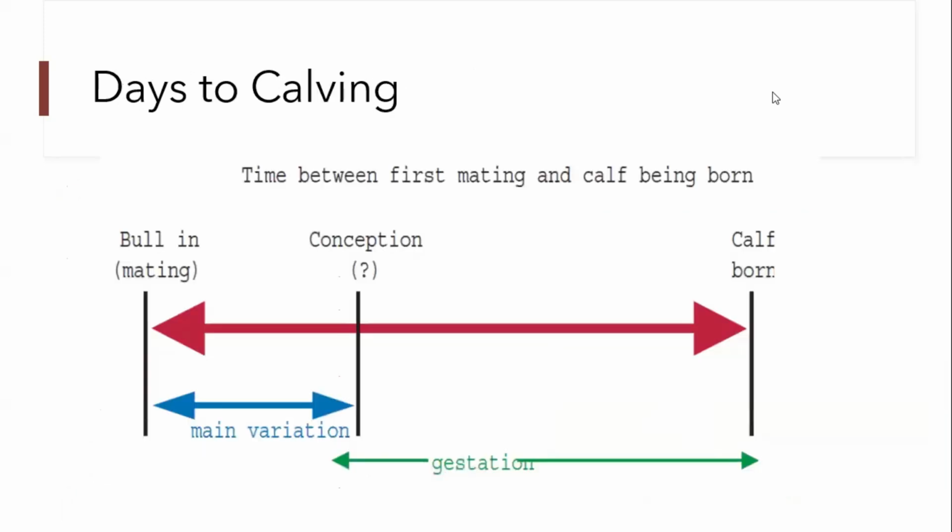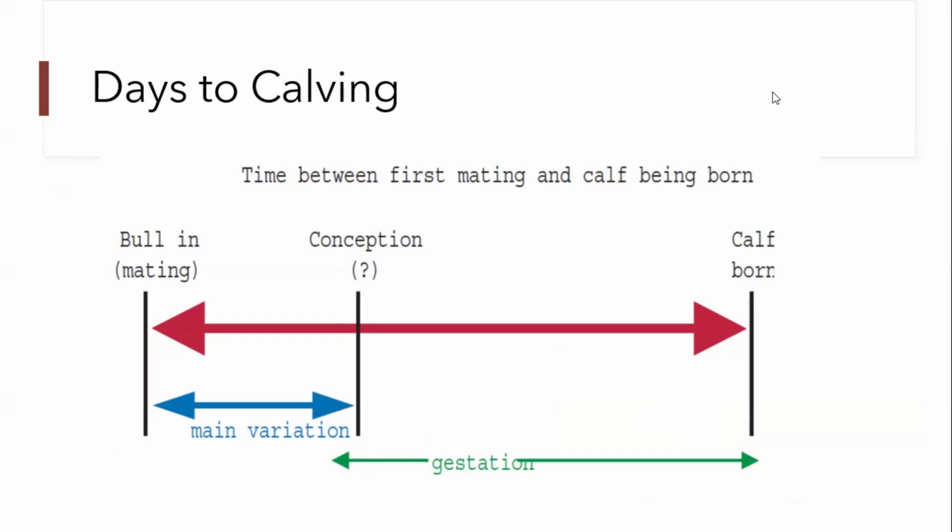Then we get to our mating information. So the days to calving is the female fertility trait that BreedPlan uses. So what is days to calving? It's the time between the first mating and the calf being born.